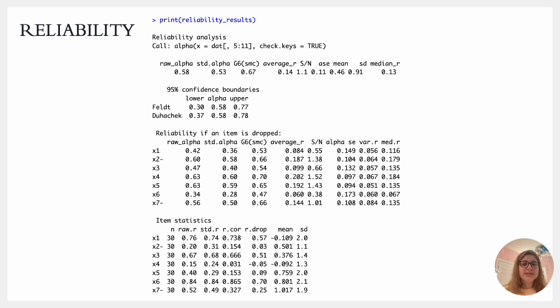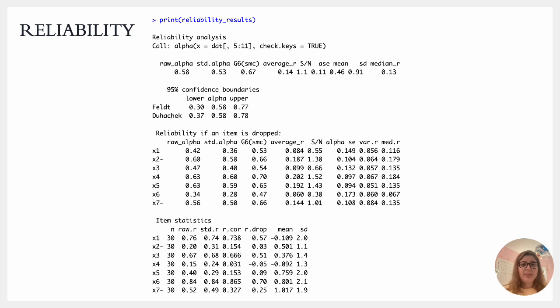Then we have our STD alpha, taking into account the differences of variances of our variables, and it's a little bit lower with a value of 0.53, telling us that our reliability is fairly low. Then moving on to the G6, this is another reliability estimate, and we have a value of 0.67, telling us that the values are intercorrelated and that we have decent consistency within our values.